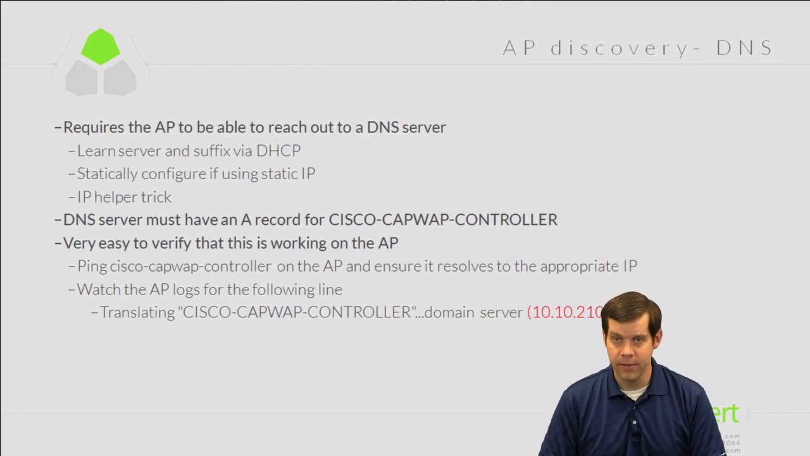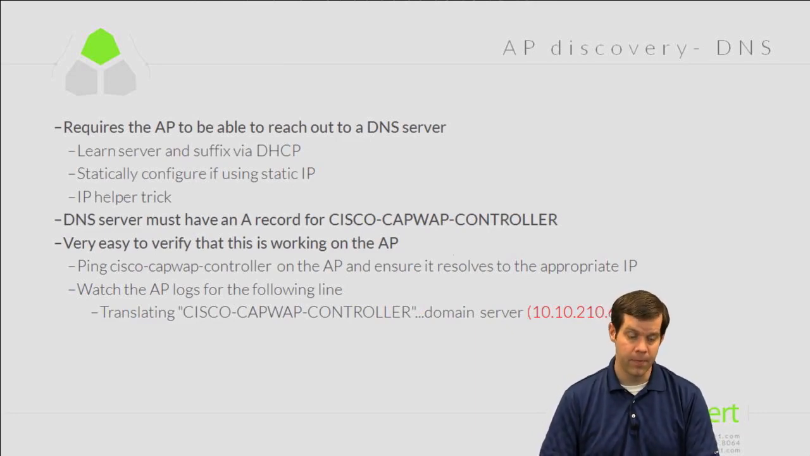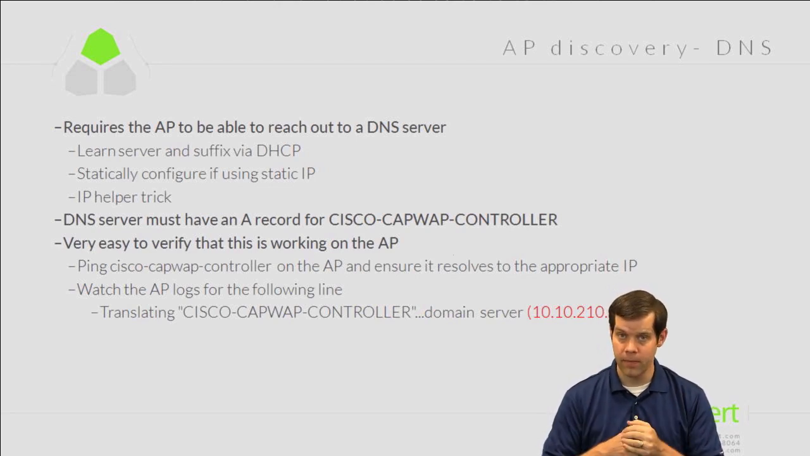So the next topic we'll dig into for AP discovery is the DNS Resolution Method. So one, this requires an AP to be able to reach out to a DNS server. In order to do that, it needs to know, at a minimum, a DNS server IP address, and ideally it also has a domain name associated with it. It can learn that most easily through DHCP. The DHCP scope can provide that information to the access point.